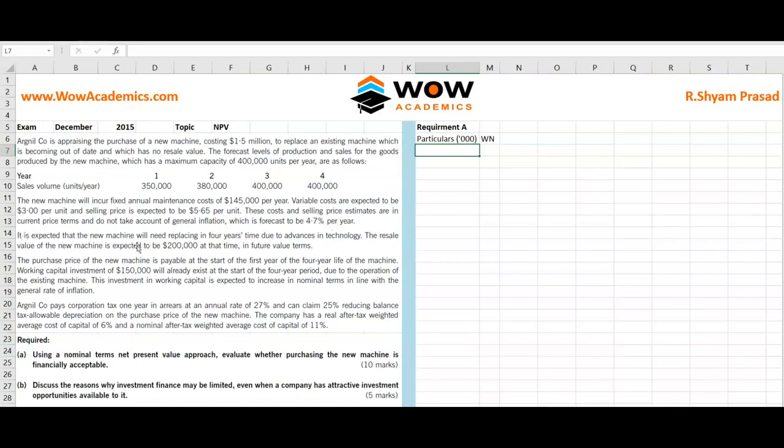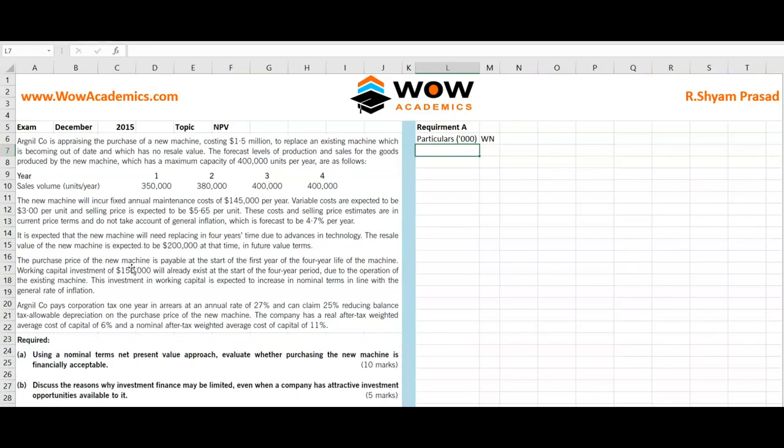It is expected that the new machine will need replacing in 4 years' time due to advanced technology. Resale value of the new machine is expected to be 2 lakhs at that time in future value terms. So this is a number in future value. So we have to discount it. There's no inflation or anything required with this value. So the resale price is 2 lakhs.